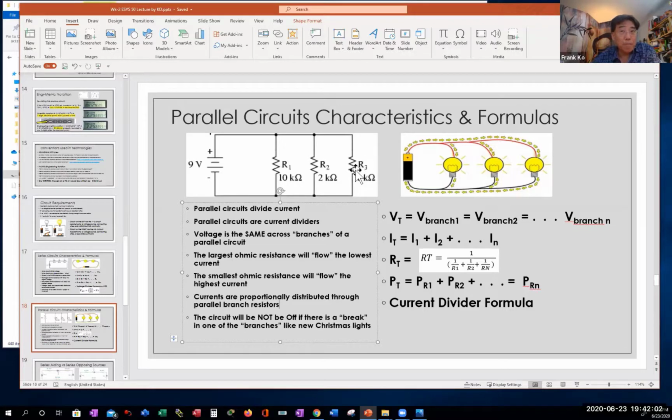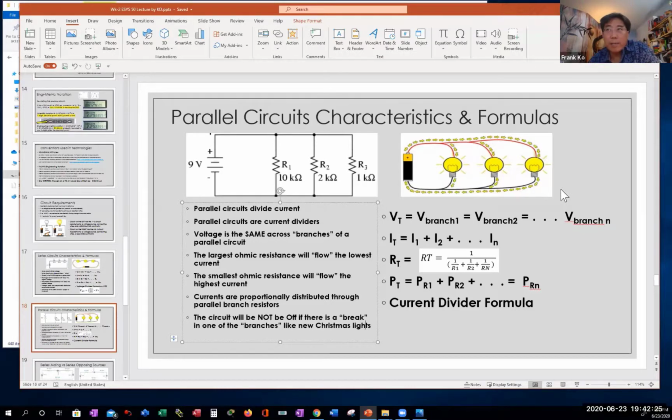proportionally distributed. And here, last bullet point, circuit will not be off if there is a break in any of the branches, like the new Christmas tree lights. So in your new Christmas tree lights, if one bulb burns out, the rest of them are still lit because your Christmas tree lights are built in parallel.